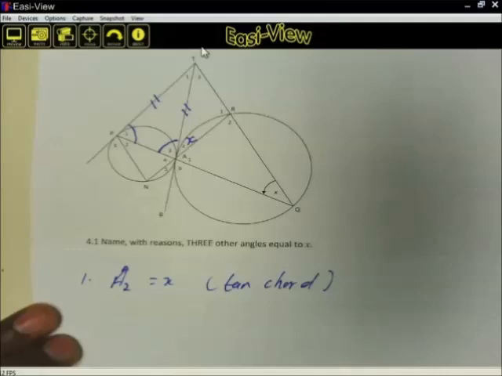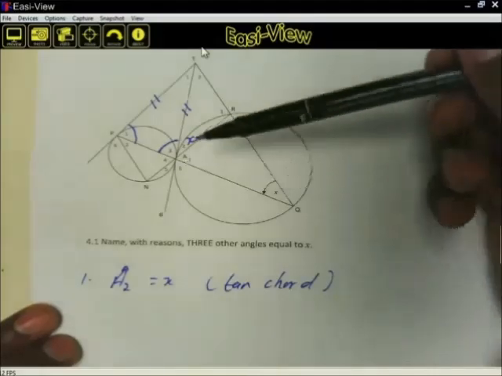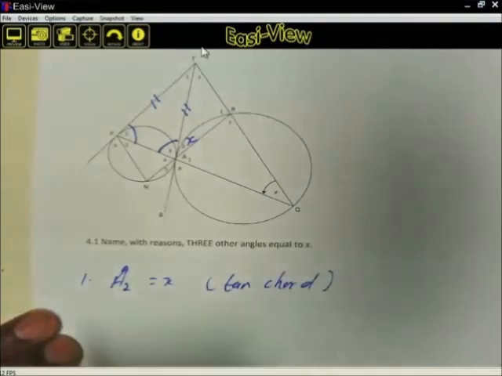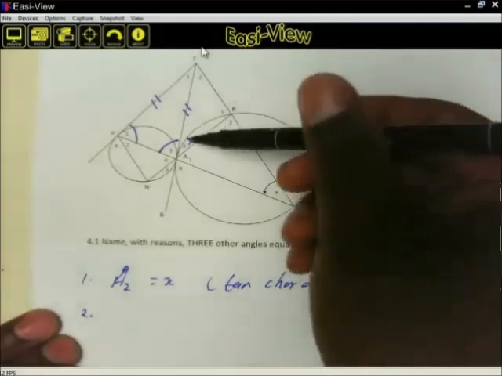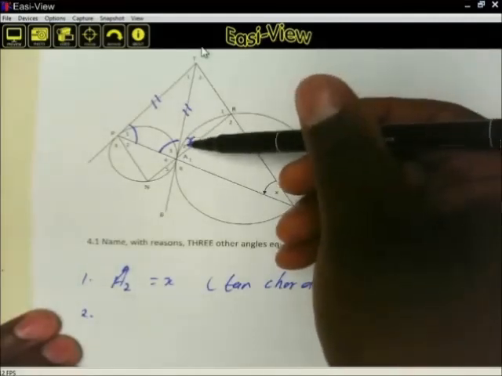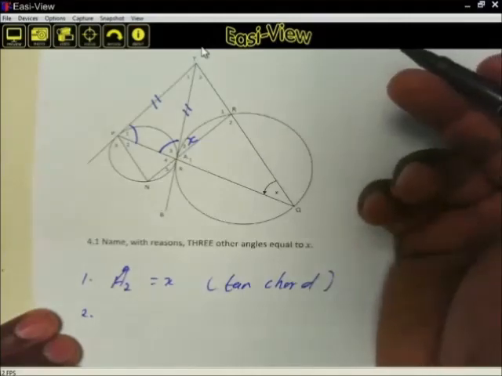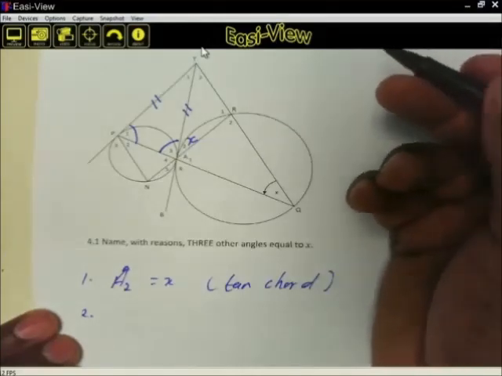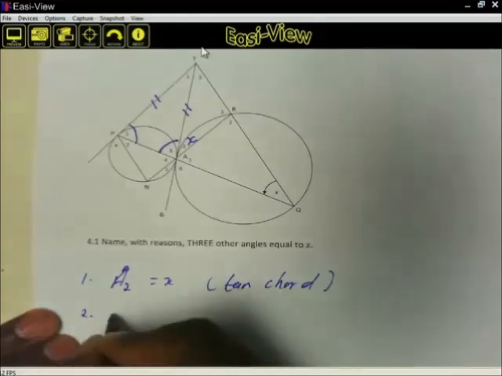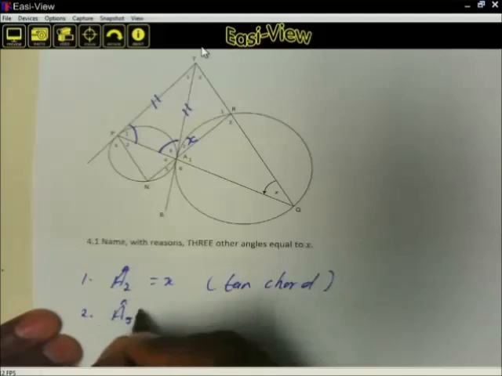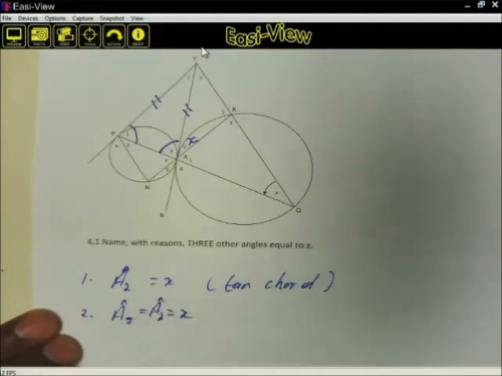The question states name with reasons 3 other angles equal to x. So we already have the first one, it's A2. The second angle equal to x: we have x here, we also have x here. If you look at A2 and A5, there is a relationship. Those are vertically opposite angles, and vertically opposite angles are always equal. Therefore, angle A5 is equal to angle A2, and I remember A2 is also equal to x.